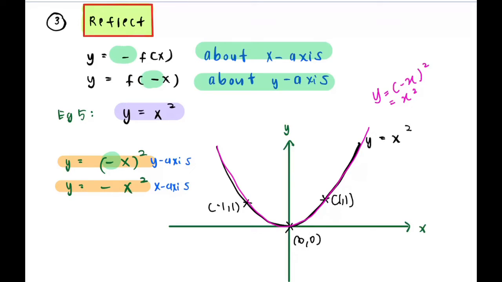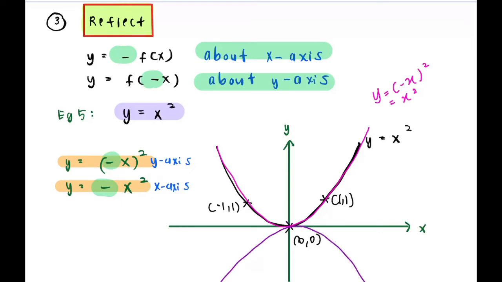Now let's see another one, y equal to minus x squared. So now you can see that your minus is outside of the function, meaning that now it is reflecting about the x-axis. So let's draw this now. This is your x-axis. So now let's reflect this graph towards the x-axis. So this will be a graph facing down.